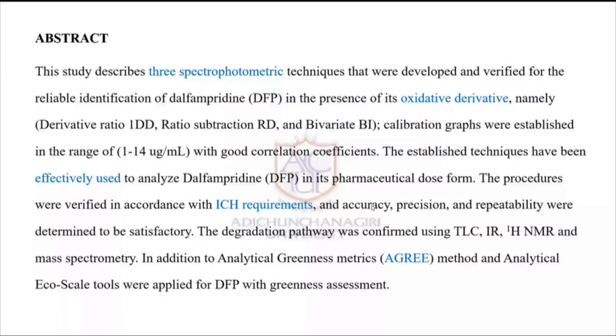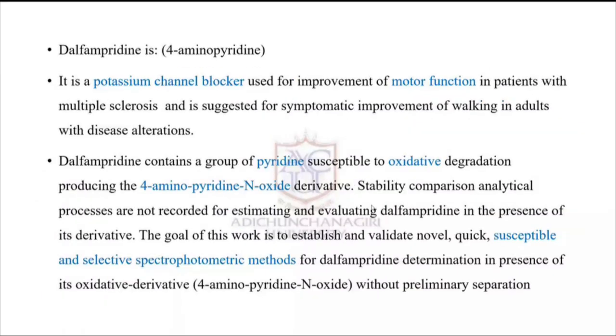The drug of choice for this method is dalfampridine. This is chemically 4-aminopyridine, and it is a potassium channel blocker, mainly used for treating disorders related to the motor functions and for improving walking in adults. So this is the drug of choice.